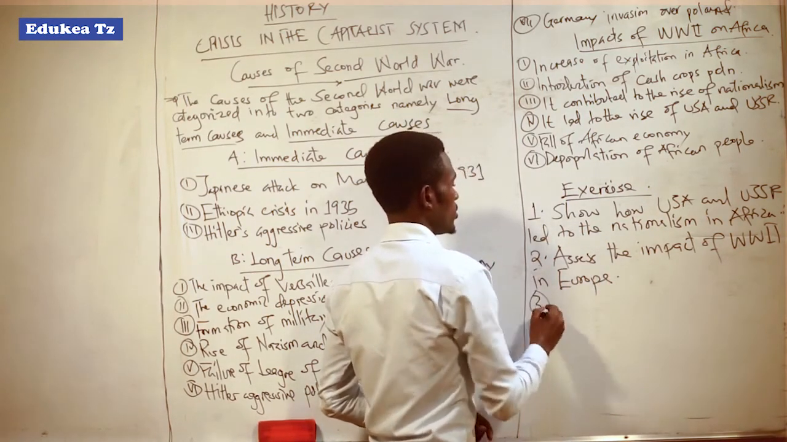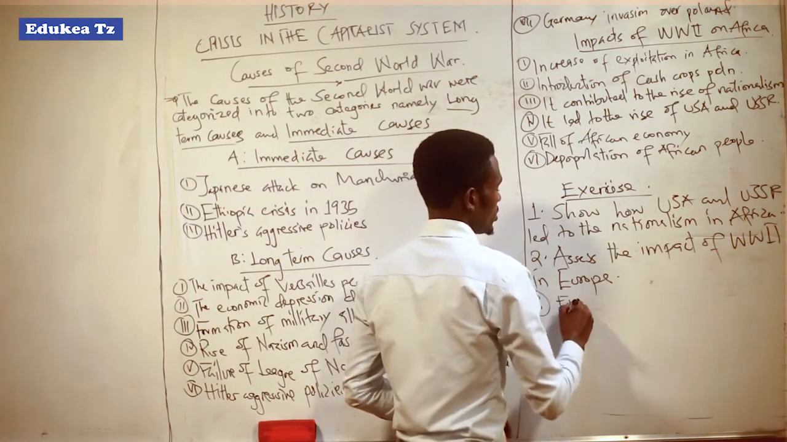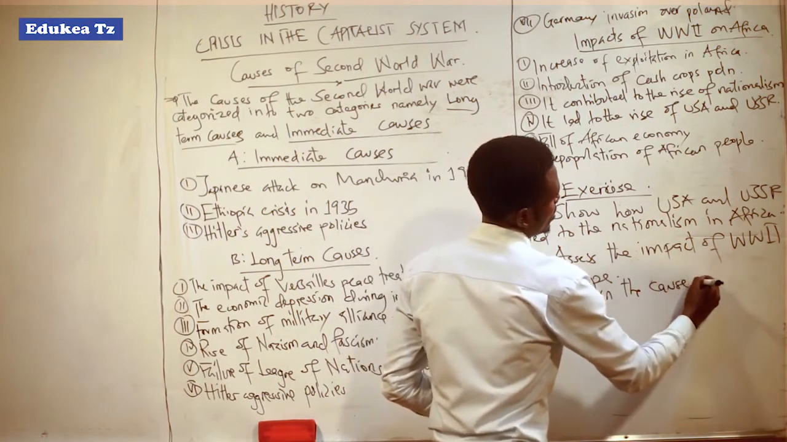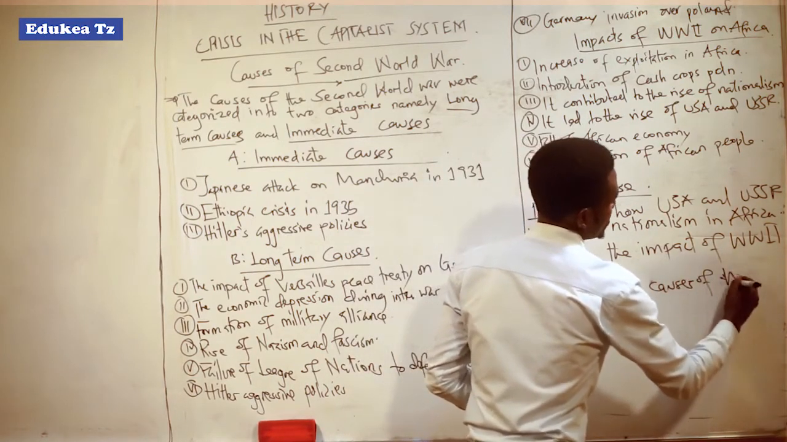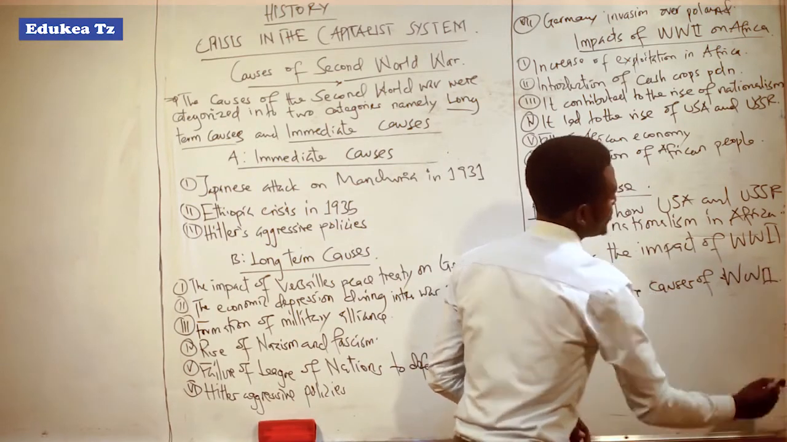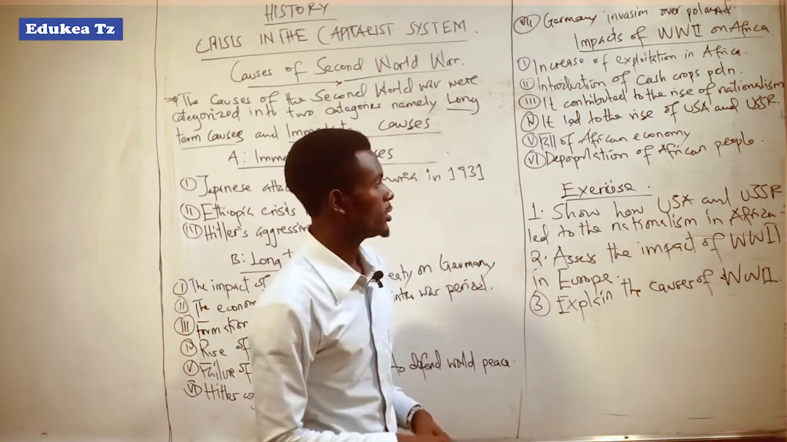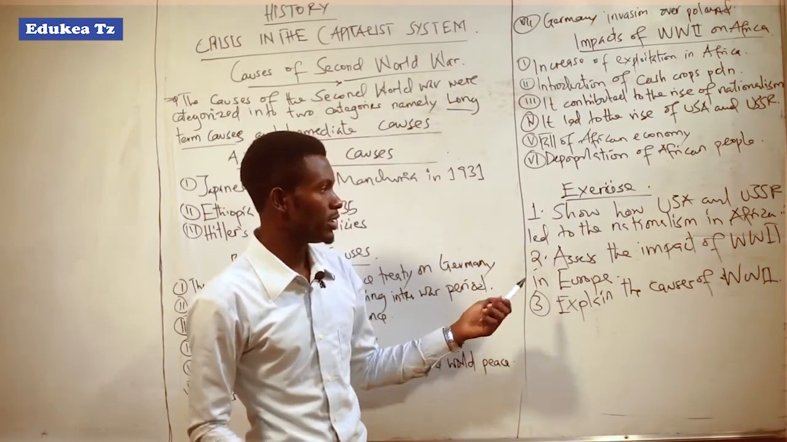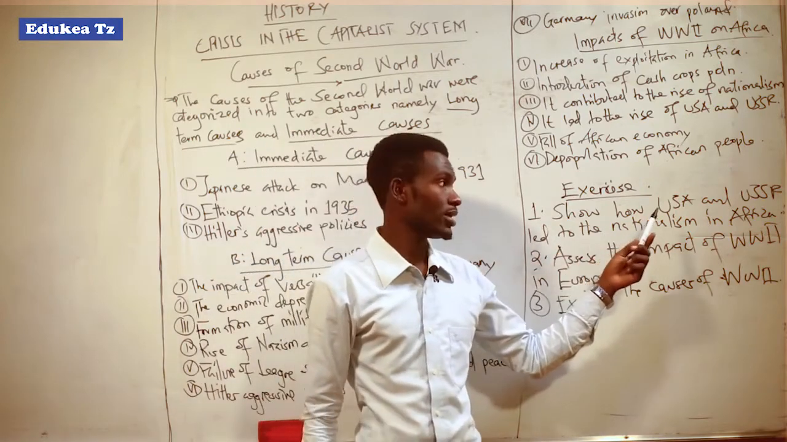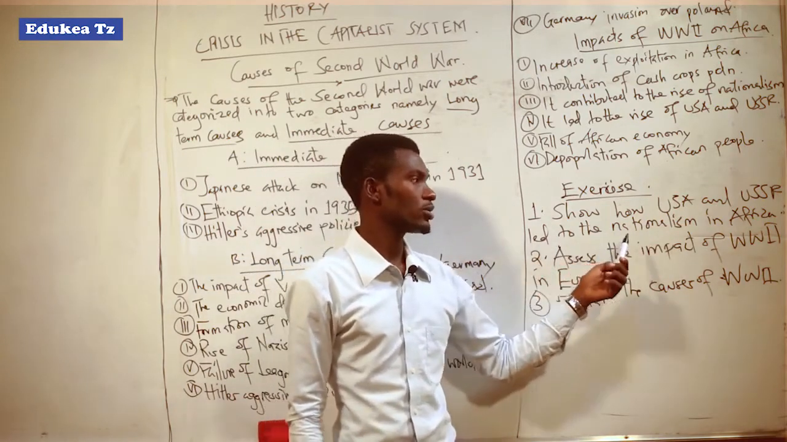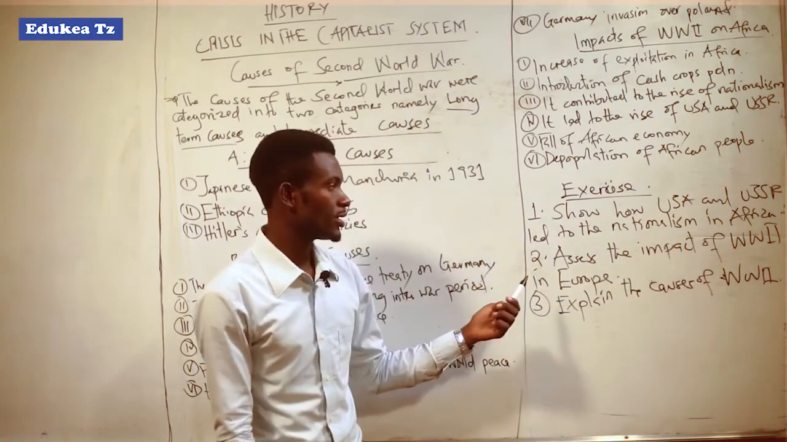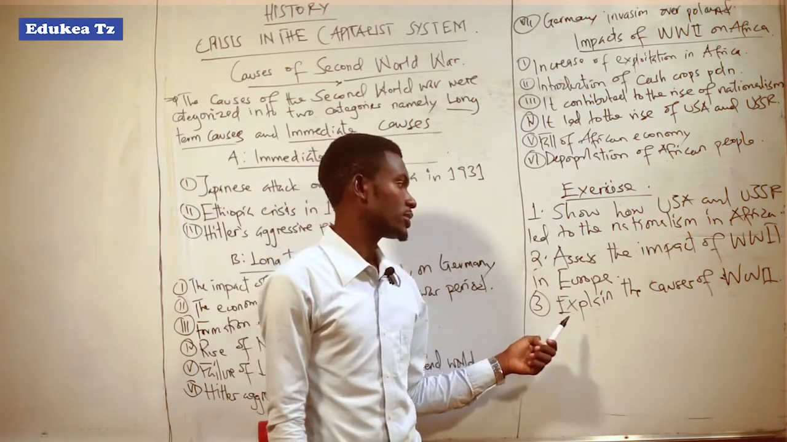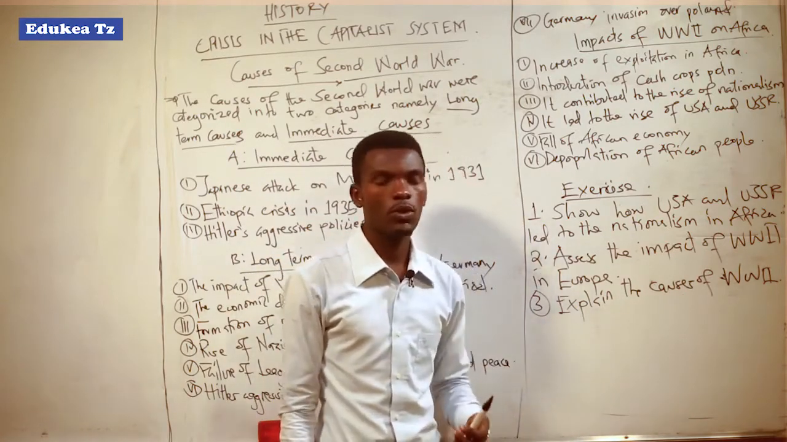And the third one: explain the causes of the Second World War, regardless of long-term cause or short-term cause. So our exercise comprises 3 questions, the first one: show how the USA and the USSR led to nationalism in Africa. The second one: assess the impact of the Second World War in Europe, and explain the causes of the Second World War.